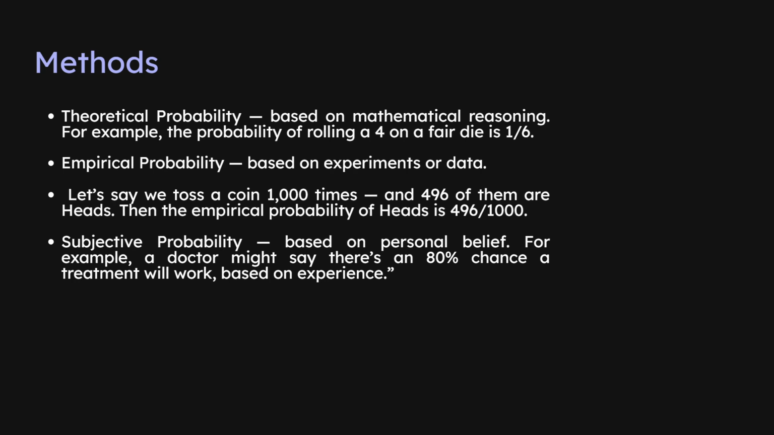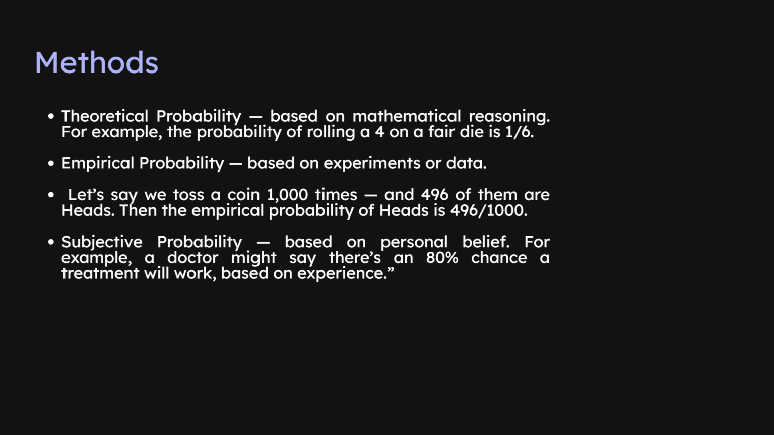Theoretical probability is based upon mathematical reasoning, where the probability of rolling a 4 on a fair die is 1/6. Empirical probability is based on experiments or data. Let's say we toss a coin 1,000 times and 496 of them are heads, and the empirical probability of heads is 496/1,000. So this is an example.